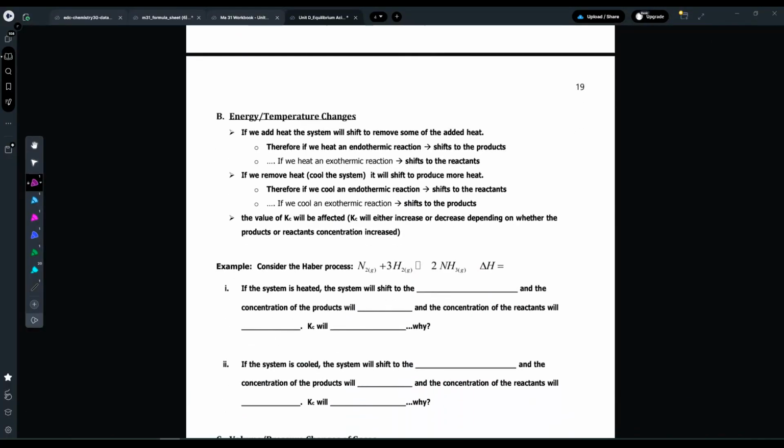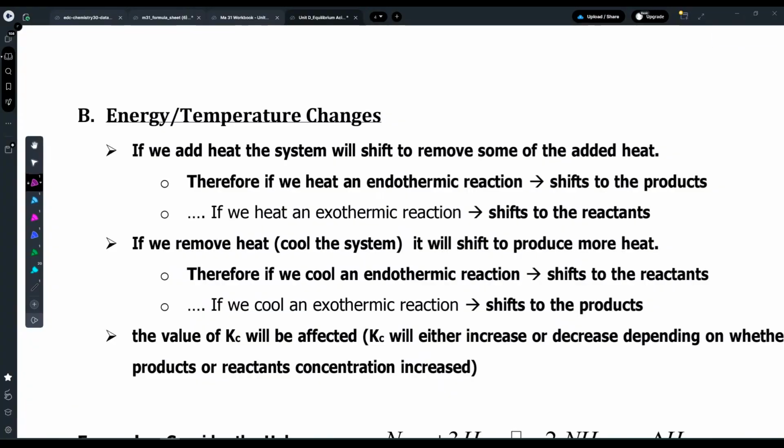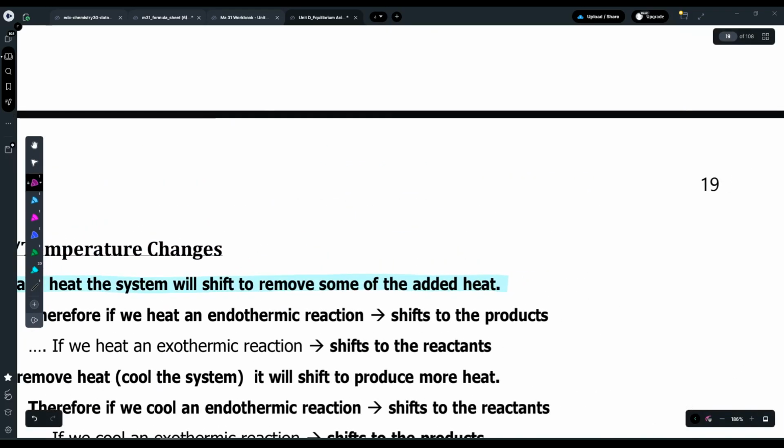Next, we're moving on to energy or temperature changes. So if we add heat to the system, it's going to shift to remove that added heat. So which way a system's going to shift really depends on if it's an endothermic reaction or an exothermic reaction. So let's just draw out or write out some templates for some general endo and exothermic reactions.